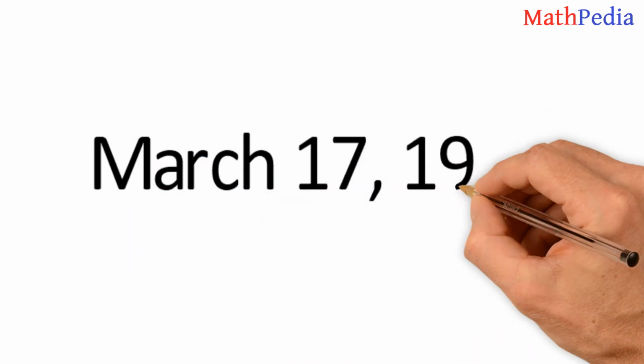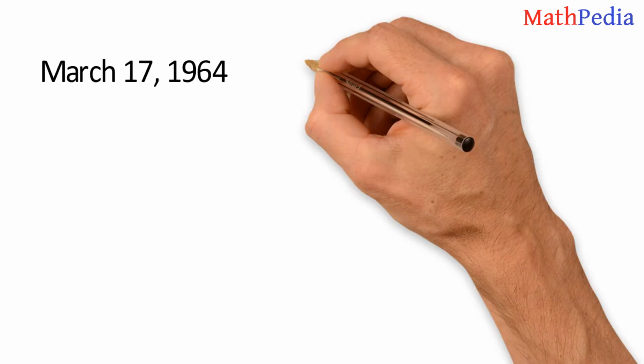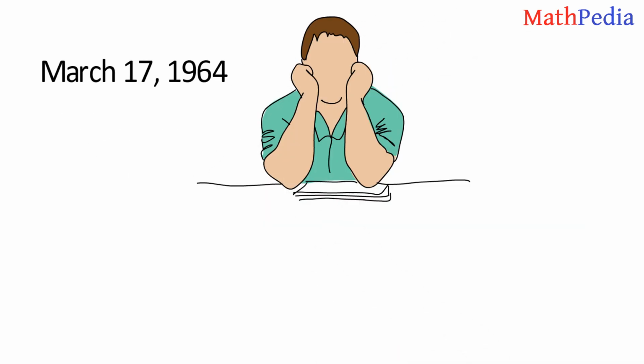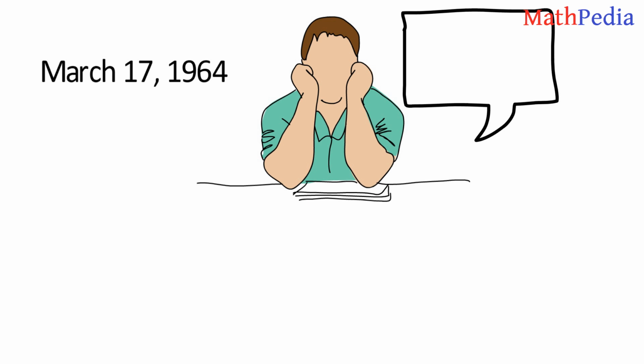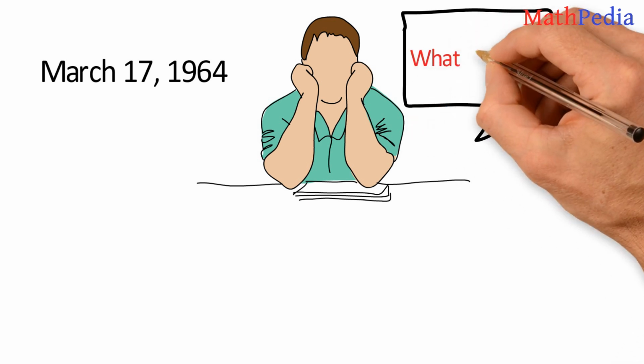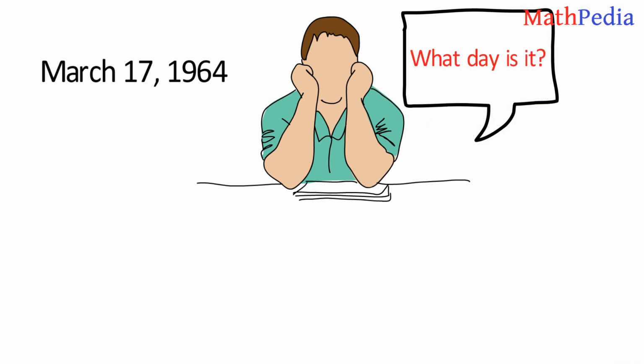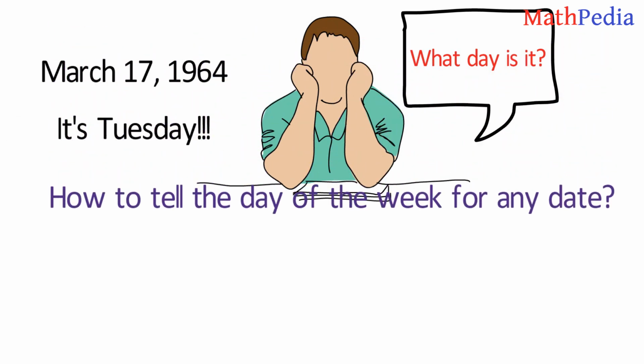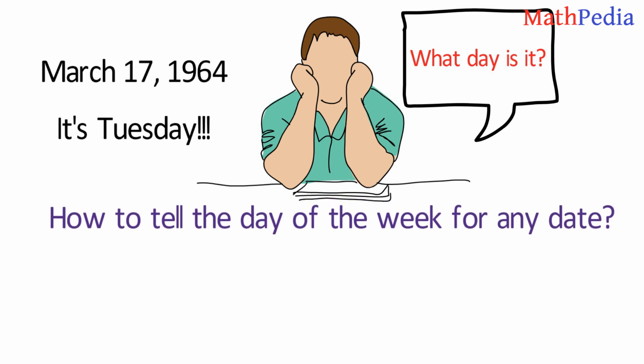17, 1964. What day it is? It's Tuesday. So today we'll learn how to find the day of the week for any date in just 2 seconds.